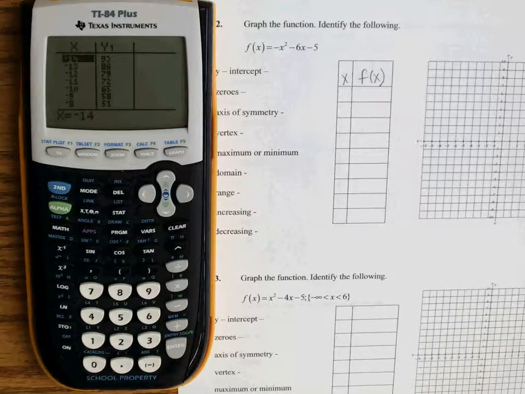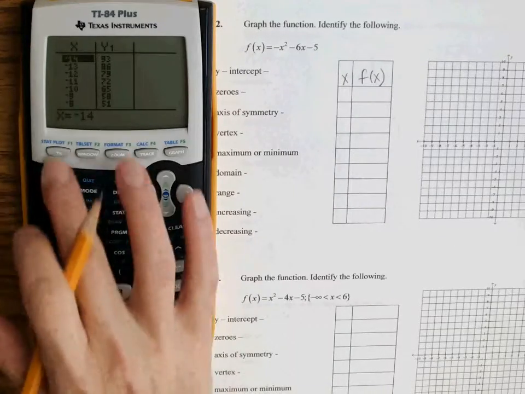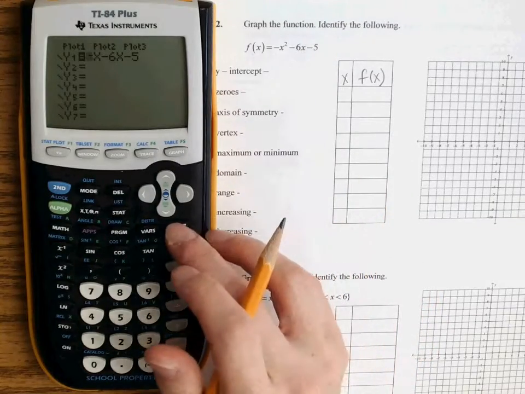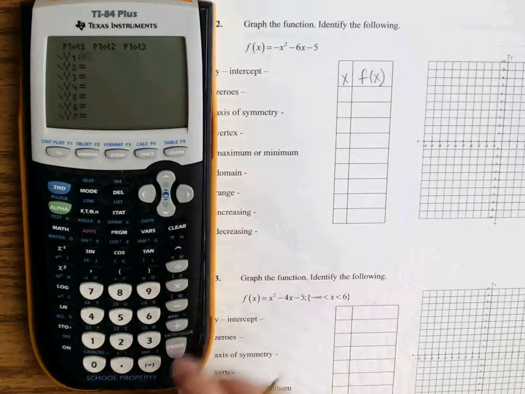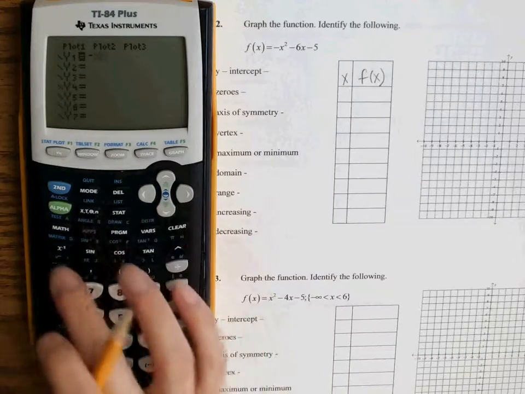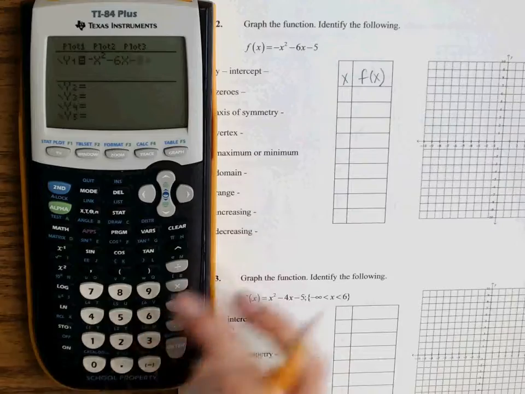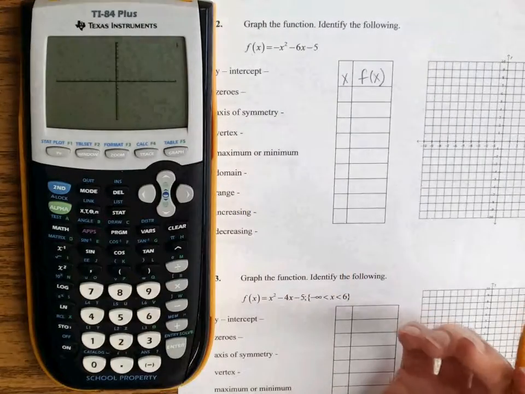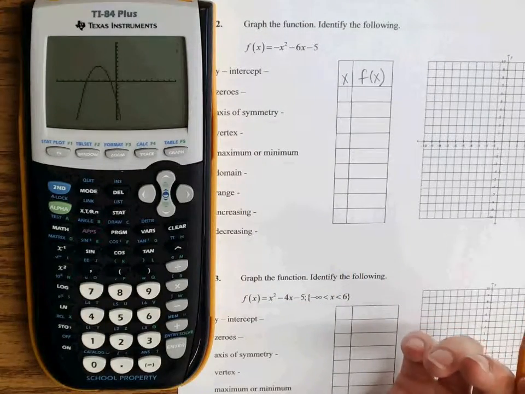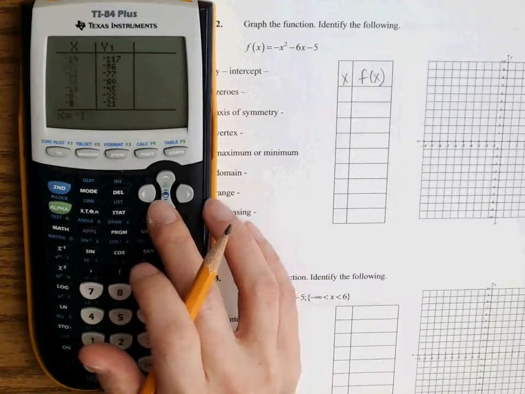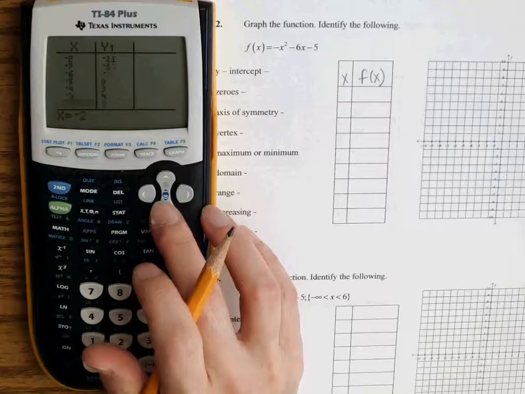If I look at my answer key, I must have entered a different graph. Sorry folks, I did not put x squared minus 6x minus 5. Now when I look at my graph, there's my parabola. All right, now let's go ahead to that table, and I'm going to scroll back to where I should be.